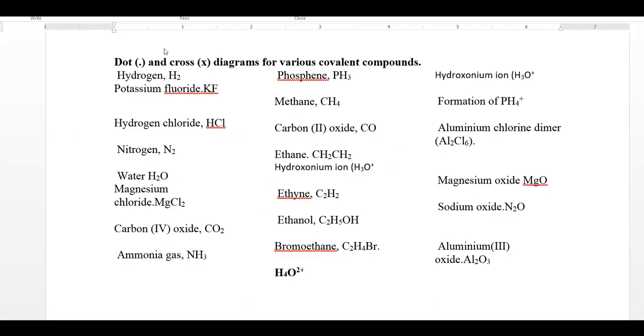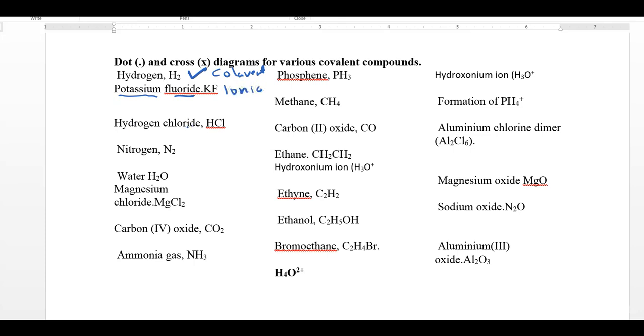I said we want to draw, but before we draw, let us identify. I have compounds here, a mixture of covalent bond, ionic bond, and dative bond. Be able to answer which type of bond is between these compounds. Number one is hydrogen gas. What type of bond is between here? Hydrogen is a non-metal and a non-metal, therefore the bond between them is covalent. Potassium fluoride: this is a metal and this is a non-metal, therefore it is ionic.